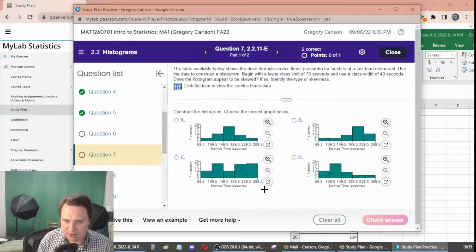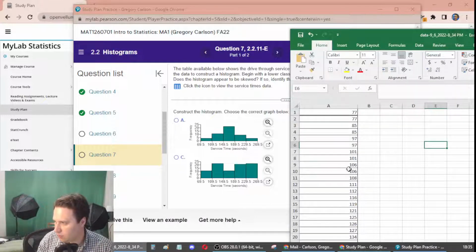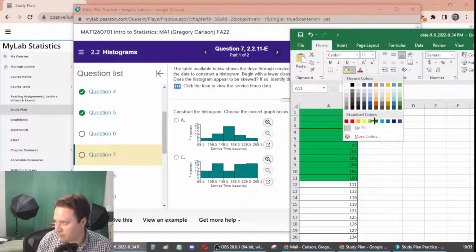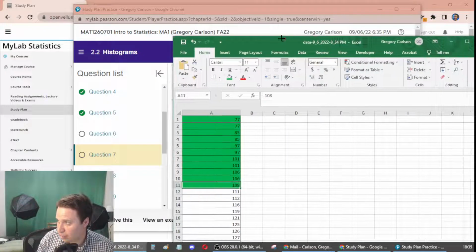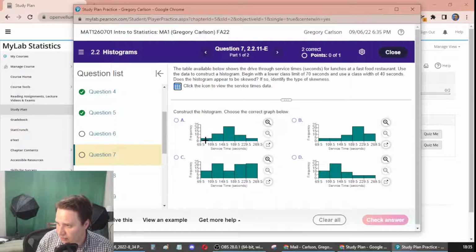Select the A column, sort smallest to largest, like we've done 100 times. Okay, we'll close this. Luckily, the class limits are all the same. So the first one goes from 69.5 to 109.5. So that's this many. So 1, 2, 3, 4, 5, 6, 7, 8, 9, 10, 11. So there should be 11 in the first class. So that eliminates A because A only has 5. Eliminates B because B only has 5. So it's either C or D.